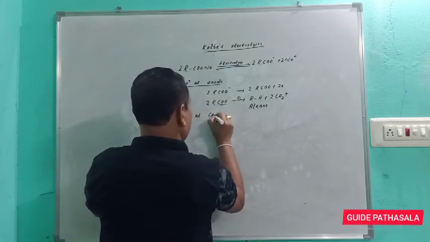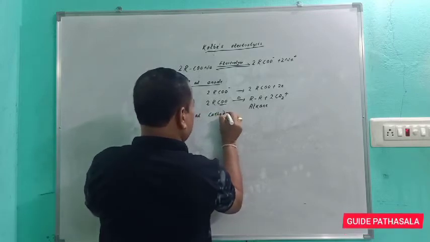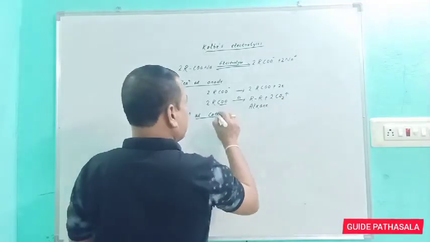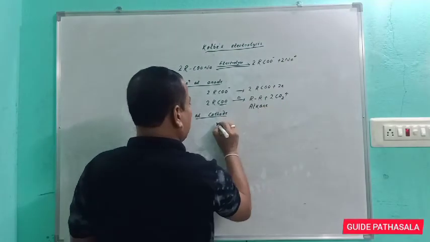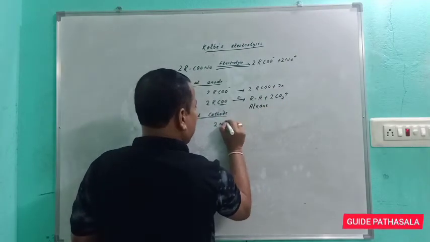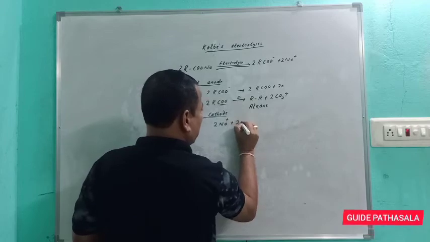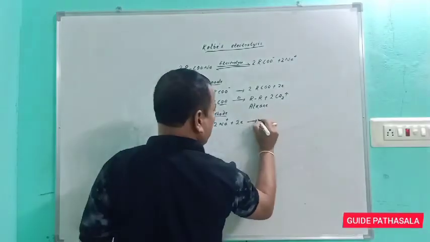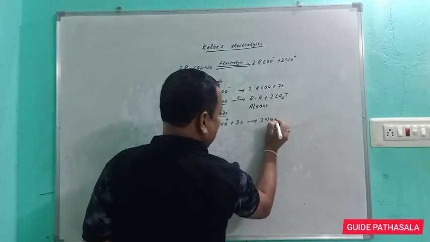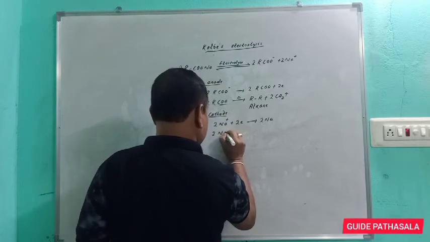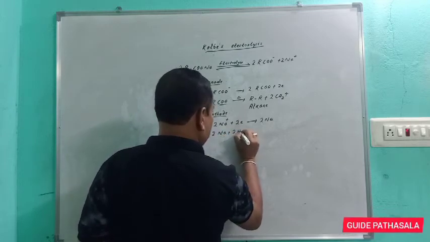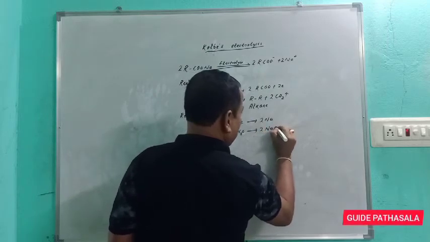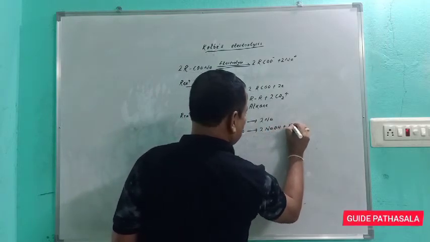Then the reaction at cathode. Cathode is the negative terminal. 2Na plus first neutralizes by accepting 2 electrons to form 2Na. As sodium is an active metal, it reacts with water: 2Na plus 2H2O forms 2NaOH plus H2.